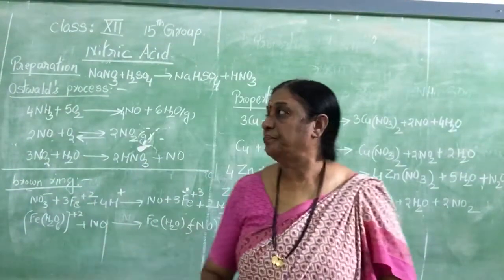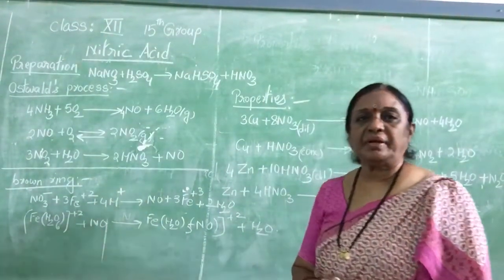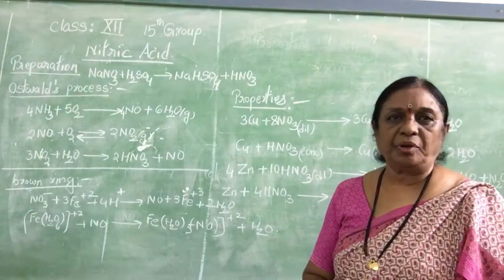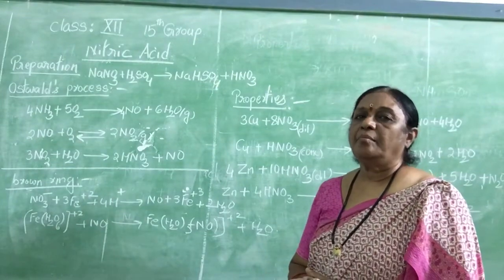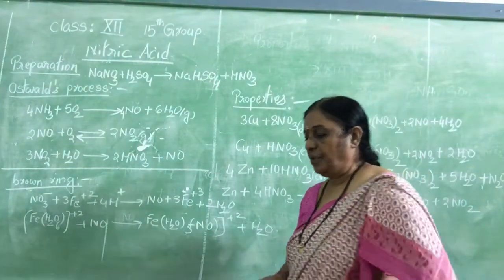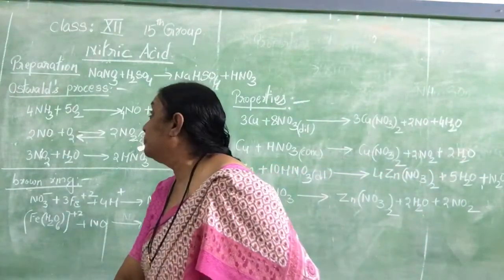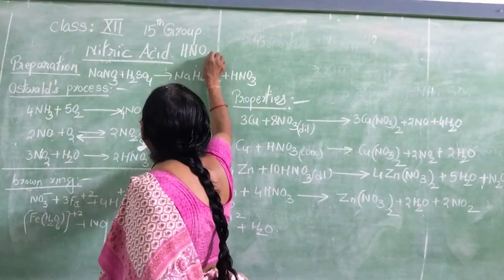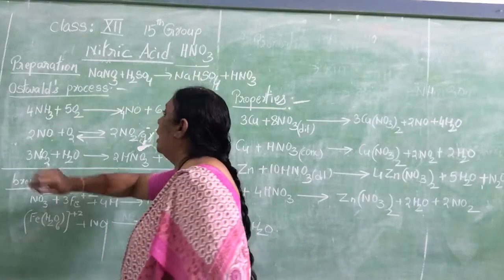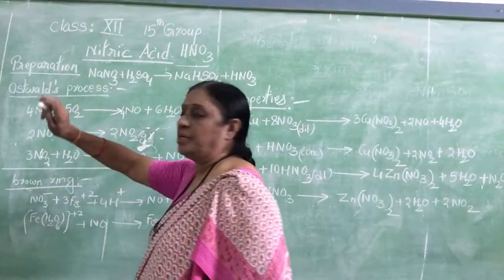Good morning, children. Yesterday we did manufacture of ammonia by Haber's process. Today let us start manufacture of nitric acid. What is the formula of nitric acid? HNO3. Okay, children. Now, first we will do the preparation.